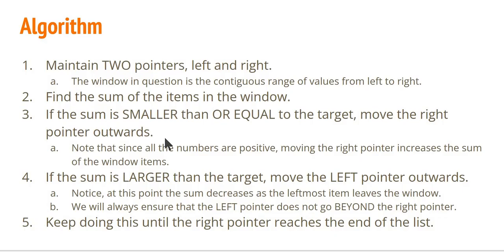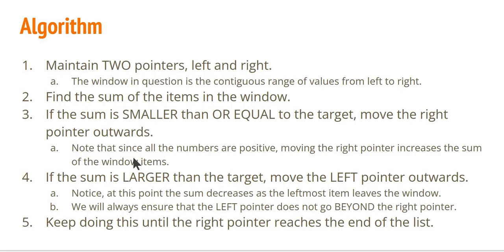Now, why does this make sense? Well, because remember, all the numbers are positive, which means that if I were to increase the right pointer, move it outwards, I'm adding one more number to the window, and that means that I'm going to increase the sum of the items in the window. On the other hand, if the sum is larger than the target, well, I will contract the window by moving my left pointer to the right side. Again, remember, because the numbers are positive, when I move the left pointer, contract the window, the sum of the window in fact decreases because the leftmost item leaves the window.